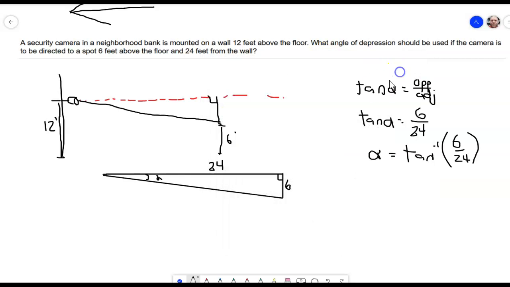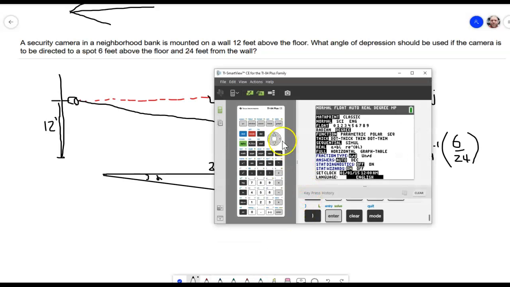And looking at this, since this side is so much longer than this side, I should get a relatively small angle. So if I end up getting an angle like 45 or 60, I know I probably did something wrong. I'm looking for a small angle, maybe 10 or 15 degrees, but nothing real big. So let's go ahead and put that in there.